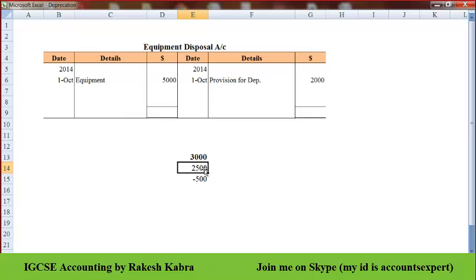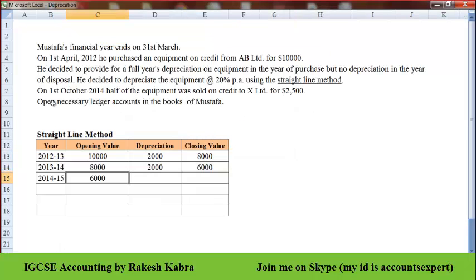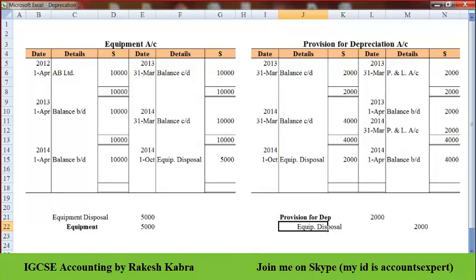If the sale price is less, then there will be a loss. Agree? And if the sale price is more, then there will be a profit. So here there is a loss, isn't it? Now see what entry I will pass. Did I sell this equipment on cash basis or on credit basis? See the question: on 1st October 2014, half of the equipment was sold on credit basis to X Limited. So we need to recover money from X Limited, isn't it? X Limited is my accounts receivable now.